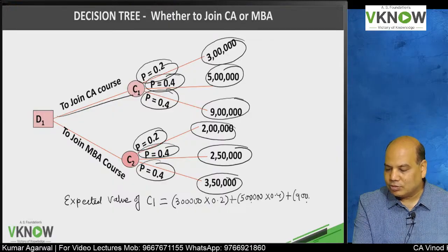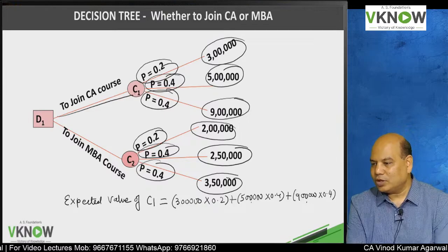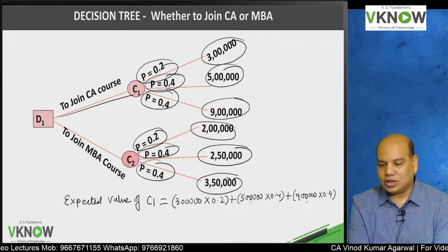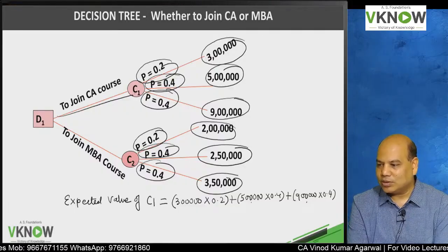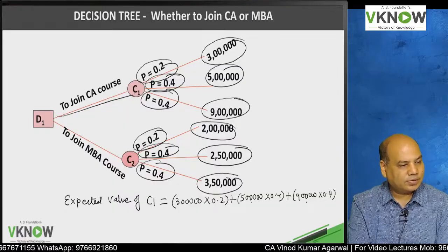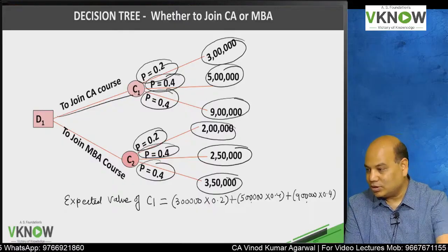So this is how we will compute expected value, expected salary. Because there are more than one with different probabilities, I have to find expected value. In case of chance node, I have to multiply outcome with probability. Can anybody be good enough and give me the answer? Because otherwise I have to do myself.